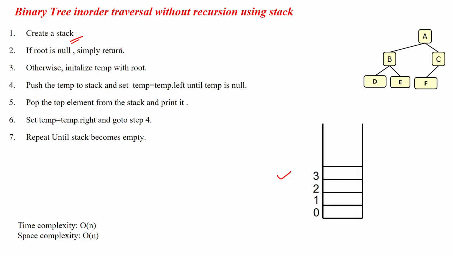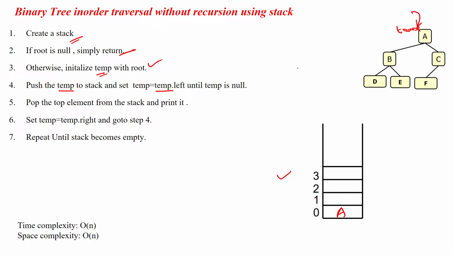Then we are checking the root. Root is null or not. If root is null, simply return nothing. Otherwise, we will initialize the temporary variable with root. So now this will be the temporary. Then we will push the temporary into the stack. So temporary is a, now it is inserted into the stack.